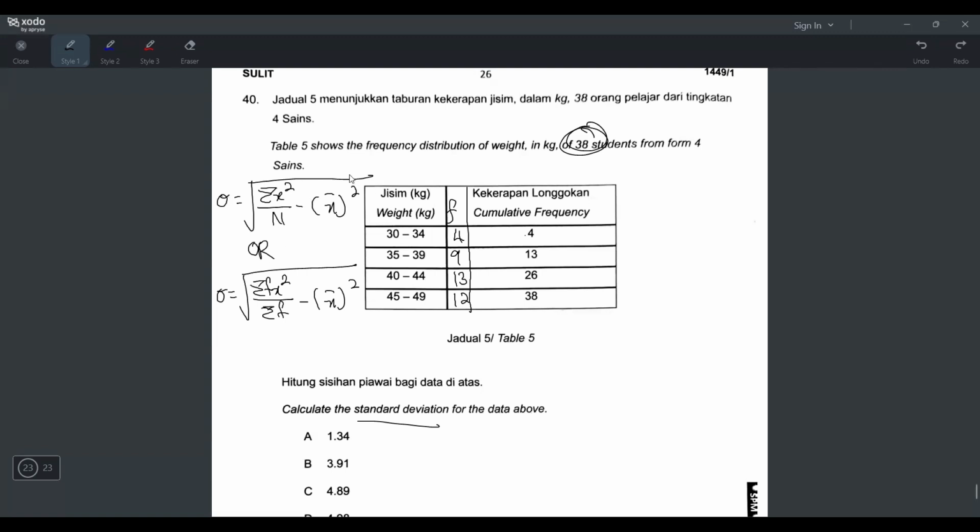Tapi bila tak ada frequency baru boleh guna ni. Tapi kalau ada frequency kita guna yang bawah. So this question ada frequency, so I have to use yang bawah. Okay, and also this question is a group data. Sebab dia ada bagi class, right? This one we call it class. And bila dia ada bagi class, confirm we have to use this one. Because group data confirm ada frequency.